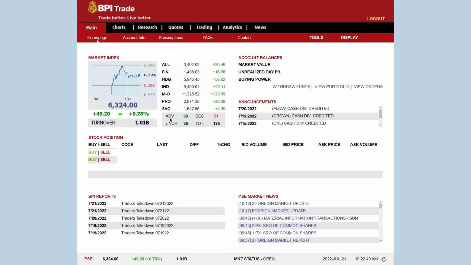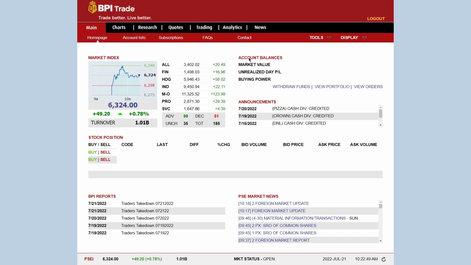Tapos dito kita nyo yung ADV, advances yan. Ibig sabihin, yan yung mga nag-increase in value ng mga stocks or companies today. Then DEC, declines, 51 yan. So 51 companies yung bumaba yung prices or value today, so far. And then unchanged is obviously hindi nagbago, 35. And then yung total is 185.